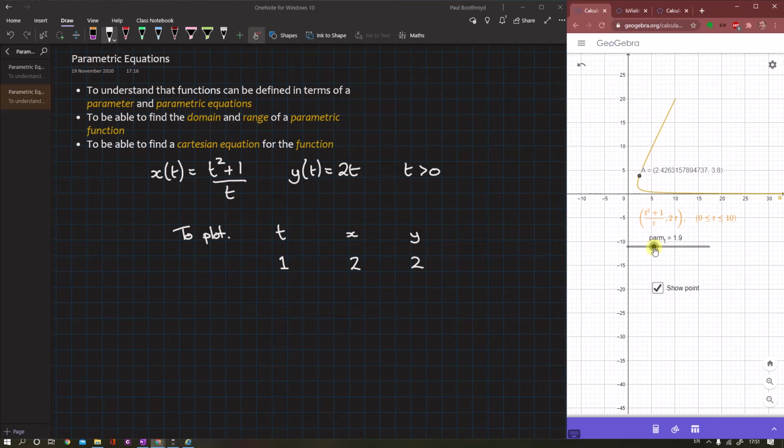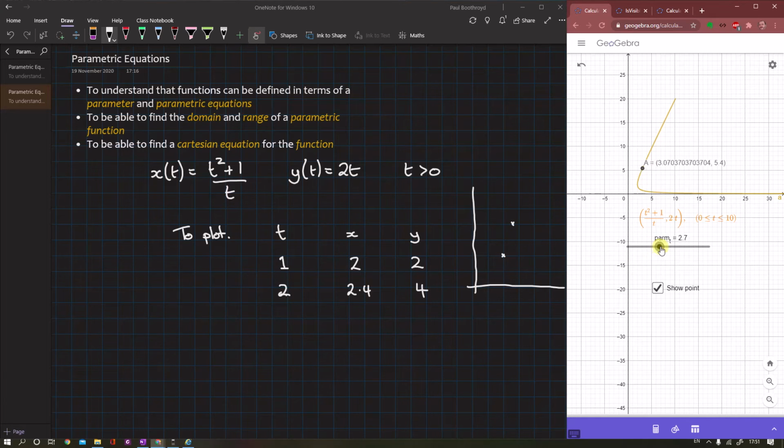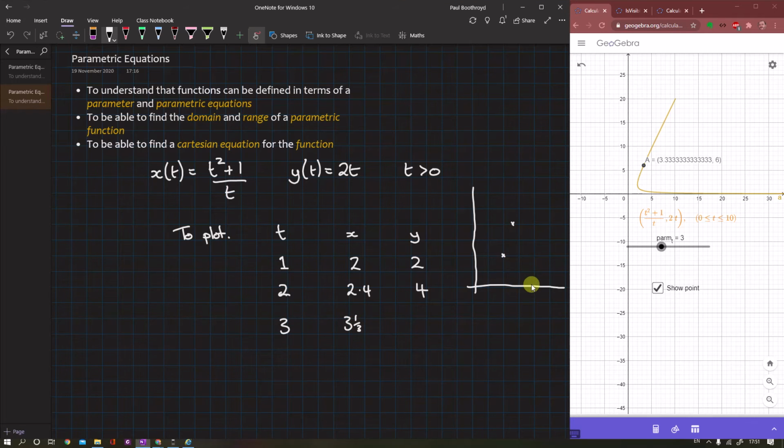When I change t to 2, we get 2.5 and 4. So we can actually plot our graph with some accuracy. We start off with 2, 2. We've now got 2.5 and 4. If I put in 3, that leads to 3 and 1/3, and 6. 3 and 1/3 and 6, and that's moving off quite nicely up that way.